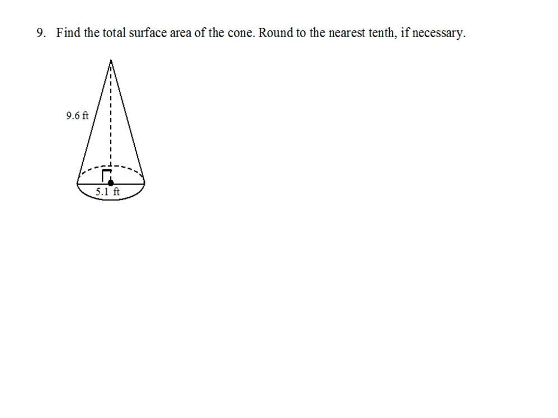Problem number 9, we're going to find the total surface area of the cone, and again round to the nearest tenth if we need to. To find the surface area of a cone, we're going to find the area of the base. The base is a circle, and as indicated here, we have 5.1, which is the diameter. Be a good question to clarify.